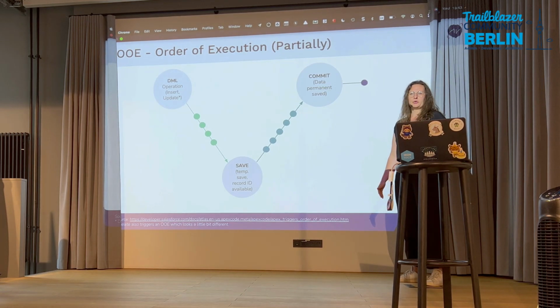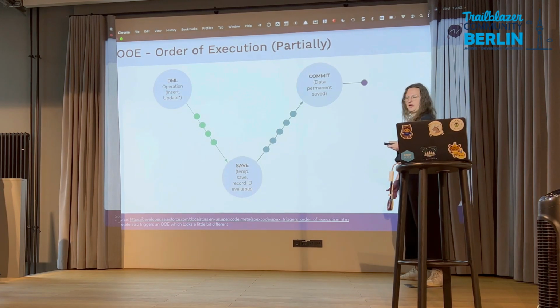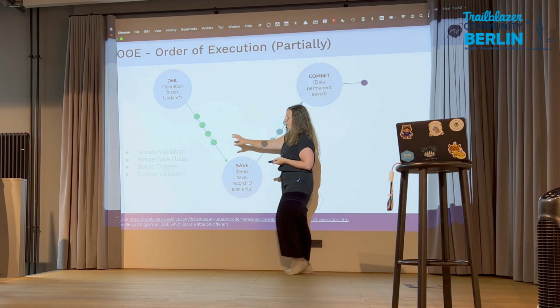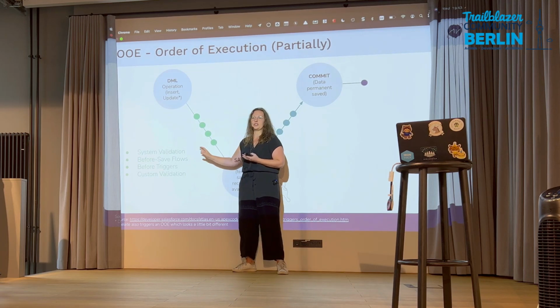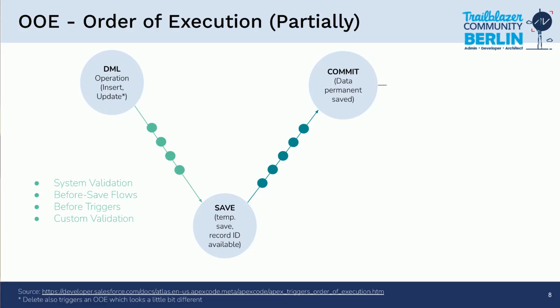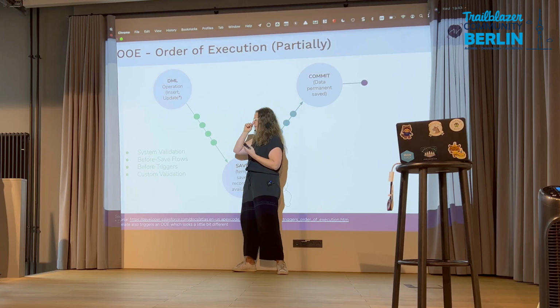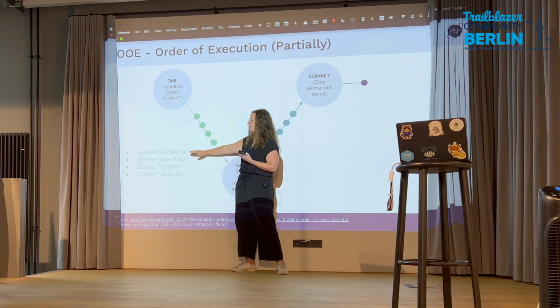I think right now it's like 21 or 22 steps in the order of execution, so quite a lot of steps. What happens before is things like validations. We want to make sure the record is actually valid. Required fields are filled, everything looks nice. So we've got system validation, like required fields, unique fields, those sorts of things.